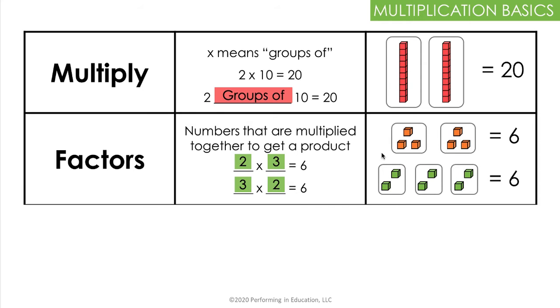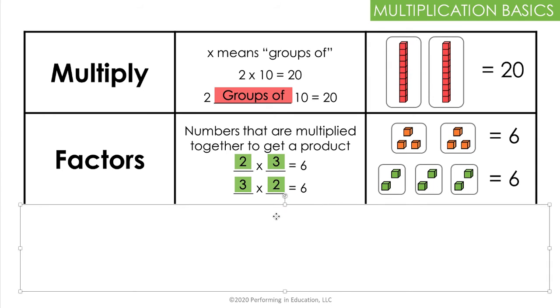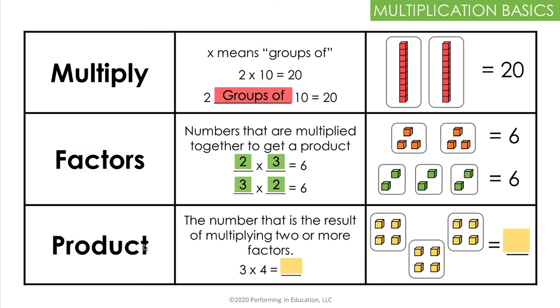If you have 6 blocks, you can divide them into 2 groups of 3 or 3 groups of 2. And multiplying always works that way, that you can switch the numbers and multiply them backwards and still get the same answer every time. And remember, the 2 numbers you're multiplying are called factors. And then the answer is called the product, the number that is the result of multiplying 2 or more factors. So 3 times 4, or 3 groups of 4, what would be the product?